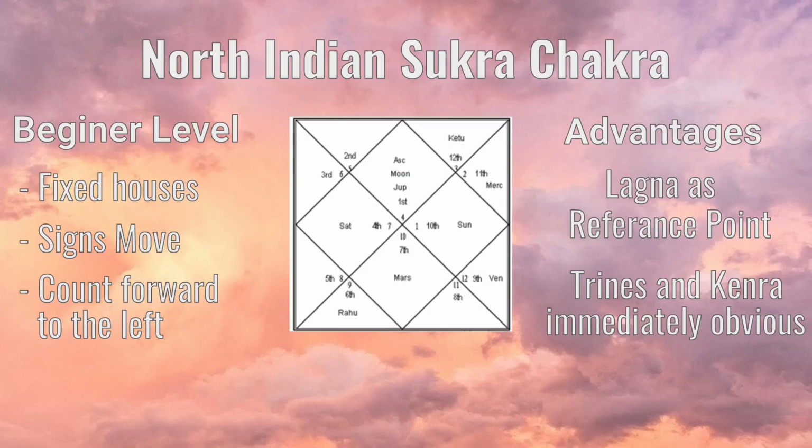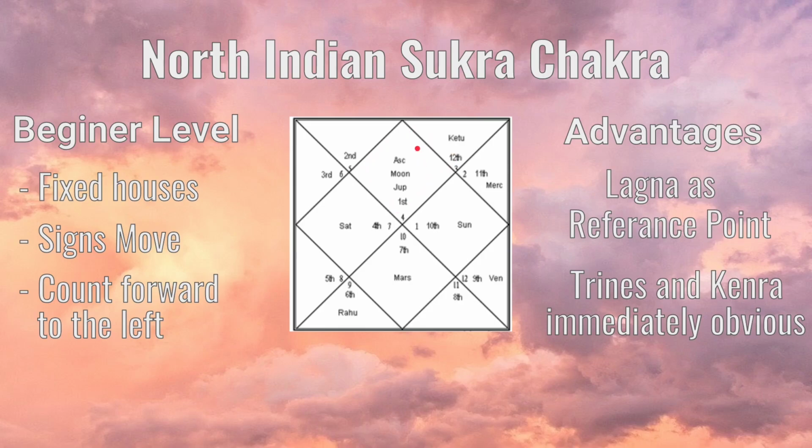The first and probably most commonly used chart style is what's called the North Indian Chakra, or the North Indian Chart, or the Sukra Chakra. Okay? And most beginners will be introduced to Vedic astrology with a chart that looks very much like this. In this chart, the houses are fixed, and they're fixed to the Lagna. So the Lagna, or the ascendant, is always this top square.